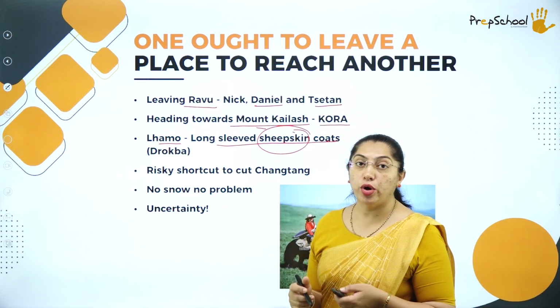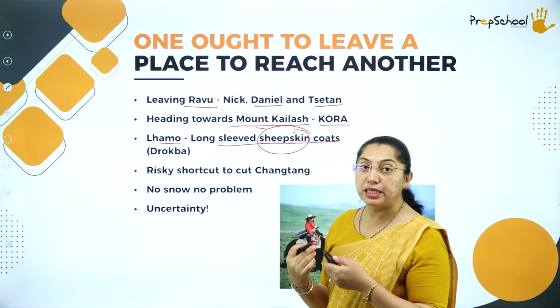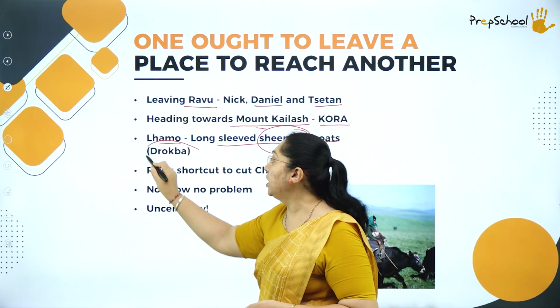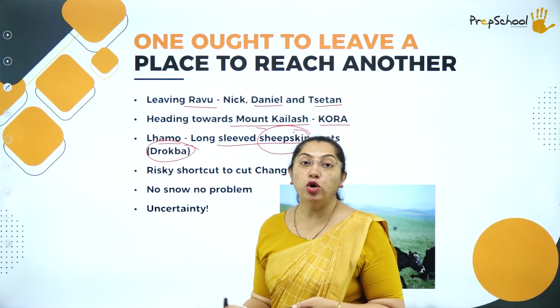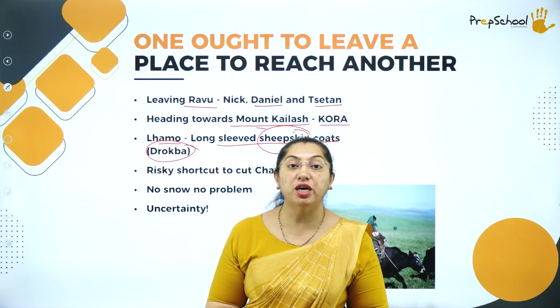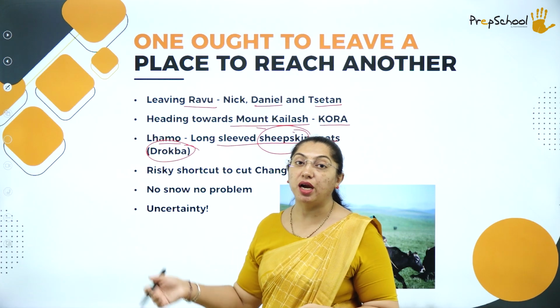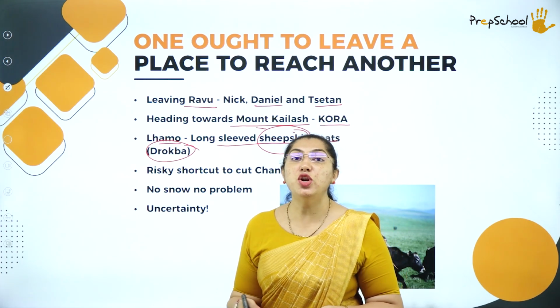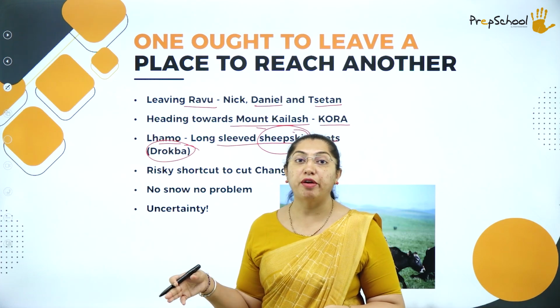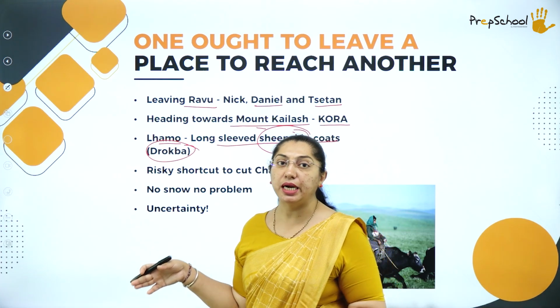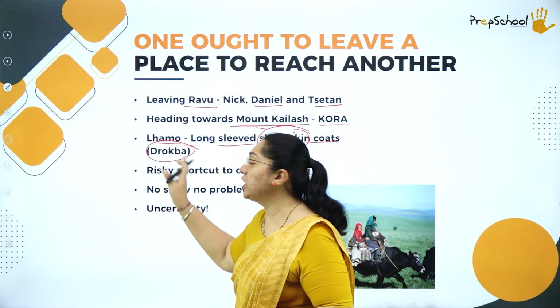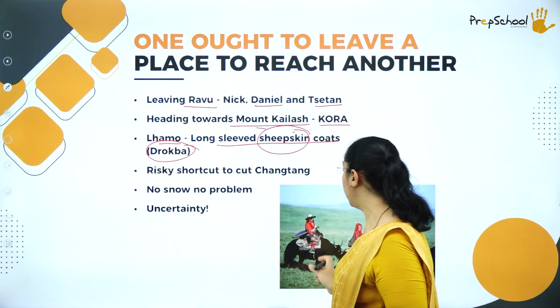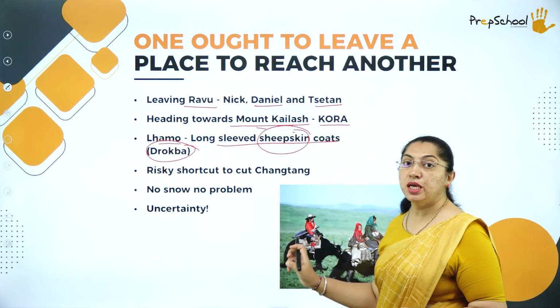When Nick ordered that sheepskin coat, he looked like a Drogba. What do you mean by Drogba? Drogba is nothing but the nomads over there who keep rearing animals, known as nomads. So he just looked like a nomad. You can see here in the picture, these are known as Drogba.